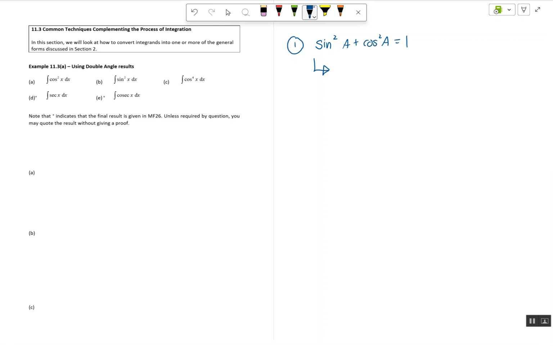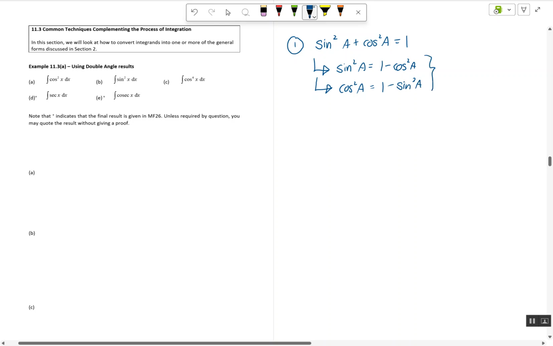So it is actually useful. Most of the time we say that sine square A is equal to 1 minus cos square A as well, or cos square A is equal to 1 minus sine square A. So when you see sine square and cos square, these are the first two that come to your mind. But not all the time, and this is where not all the time is going to happen.